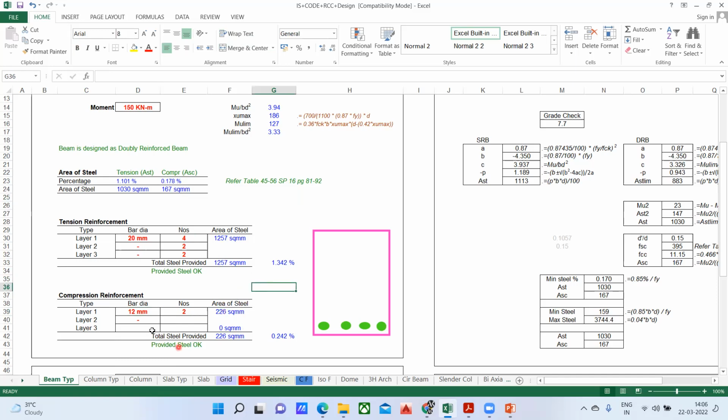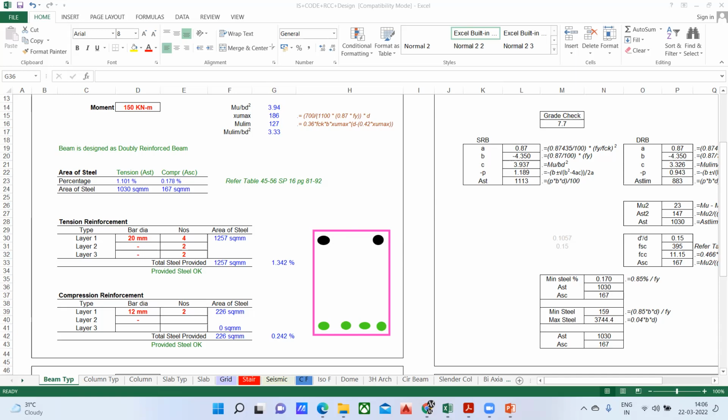It's okay, no issues. See, by providing a 12 diameter 2 bar, I'm getting a steel of 226 mm square. My requirement was only 167. Why am I seeing this here? Because I'm getting a compression steel and this is a compression reinforcement. So I have to check here. Only one layer is enough, right? So practically, when I release the drawings, I'll put it in this way. This is my 12 diameter 1 bar, and this is my 12 diameter another bar. So here it was 12 diameter 2 bar, and this is how you are going to do it practically. Getting my point?